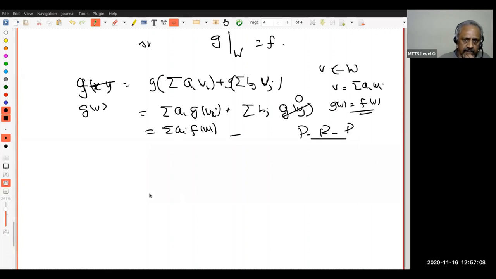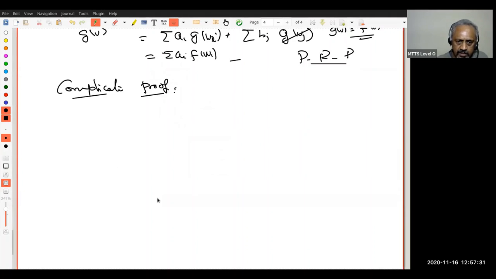Okay. So this is an utterly trivial proof, but I want to complicate the proof. Why do I want to complicate the proof? Because if you look at it this way, you will understand this explains half of the Hahn-Banach theorem, the algebraic part of the Hahn-Banach theorem in functional analysis. Okay. So let us look at it.